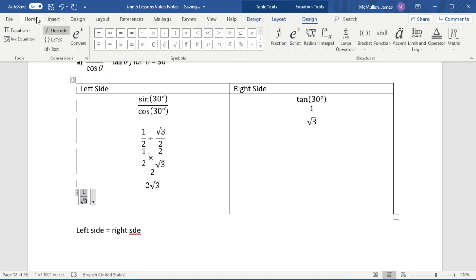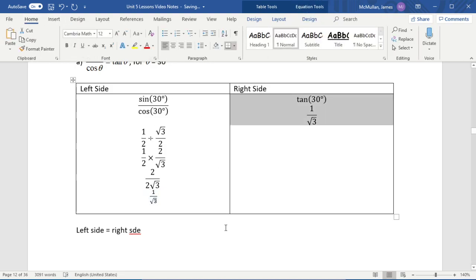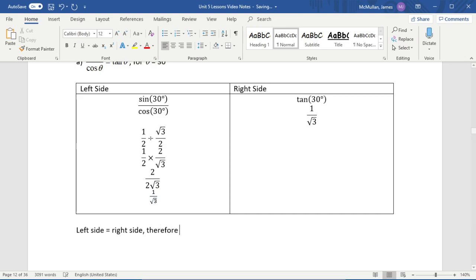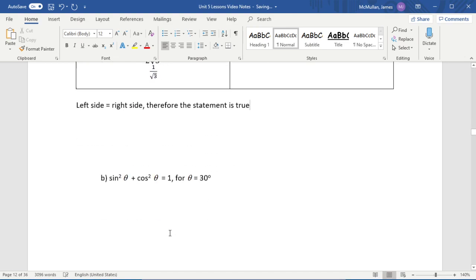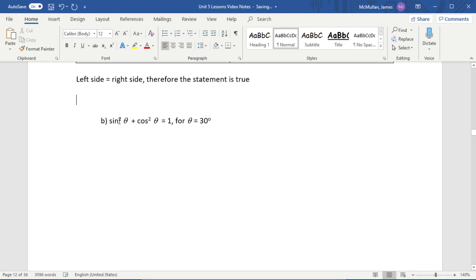Alrighty, so that's done. Let's try another one of these proof questions. So left side equals right side. Therefore, the statement is true. Okay, this one. It says sine squared theta plus cos squared theta equals 1 when theta equals 30 degrees.